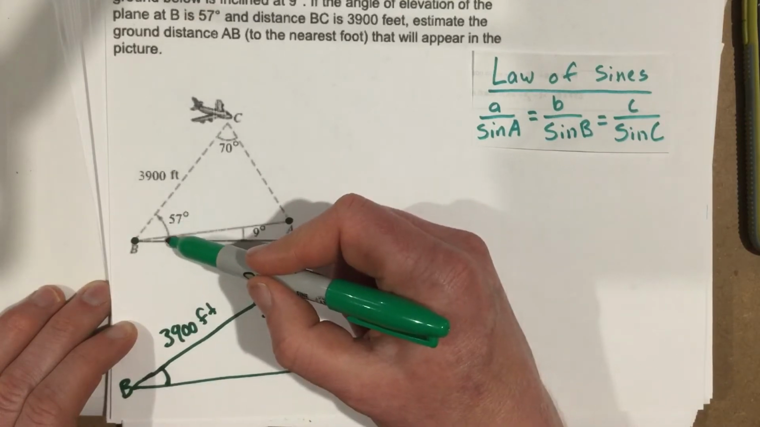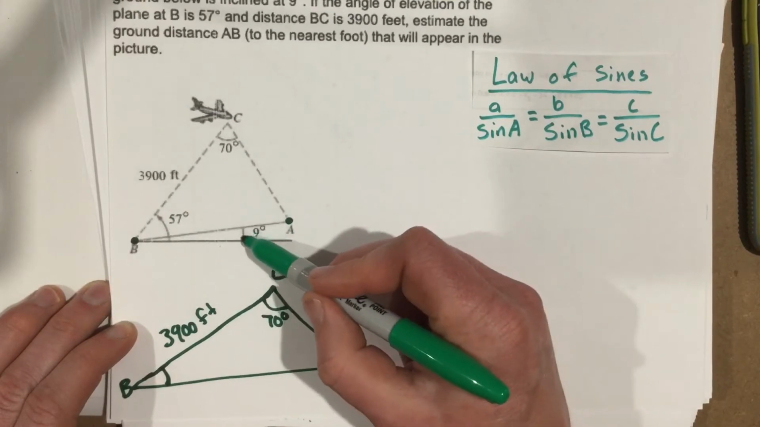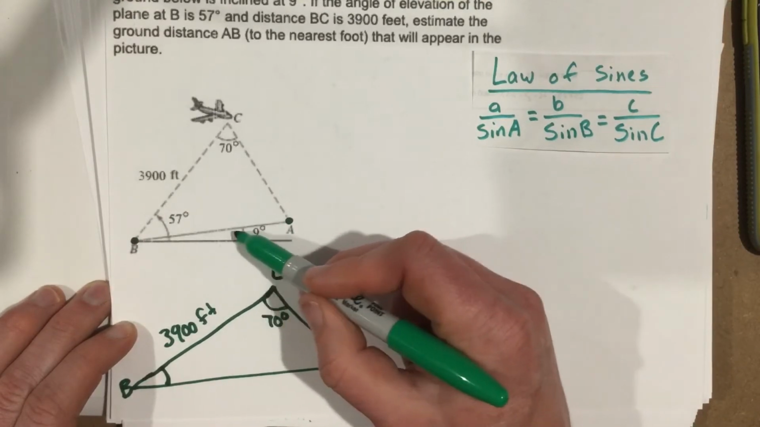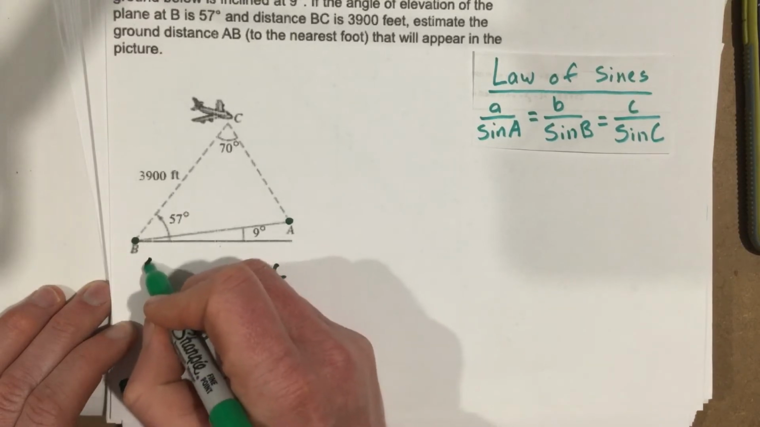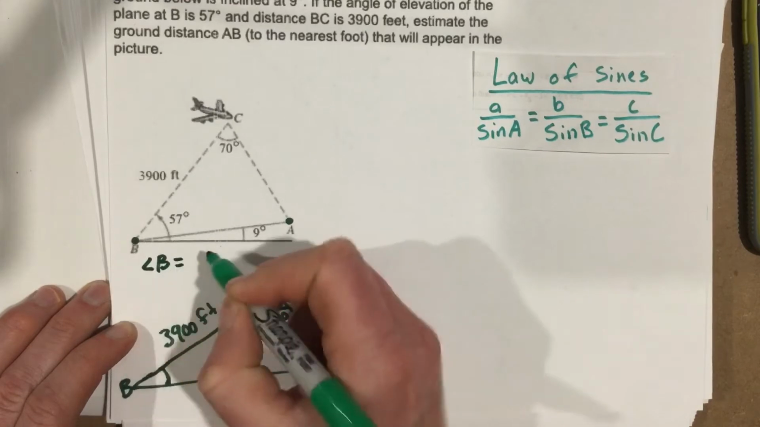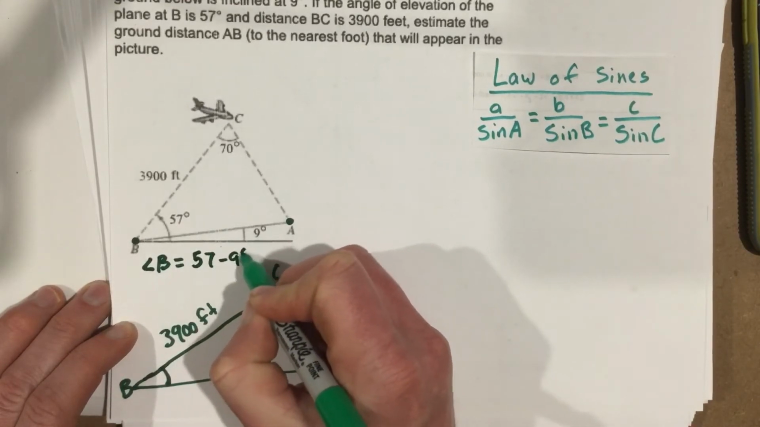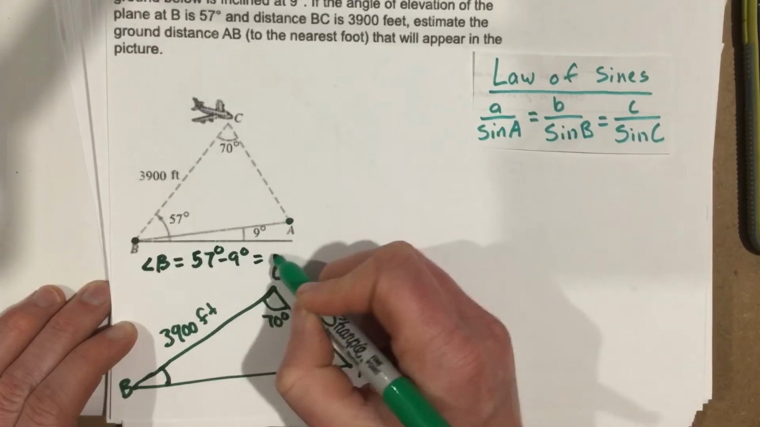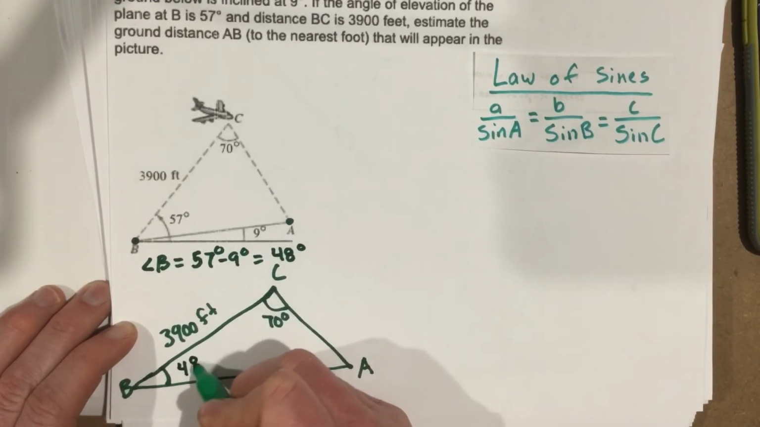It says from the x-axis up, it's 57 degrees. But this little angle in here is 9 degrees. So really, this in here is 57 minus 9 degrees. So angle B, we can write that here, angle B is going to equal 57 minus 9 degrees, which is 48 degrees. So I have 48 degrees here.